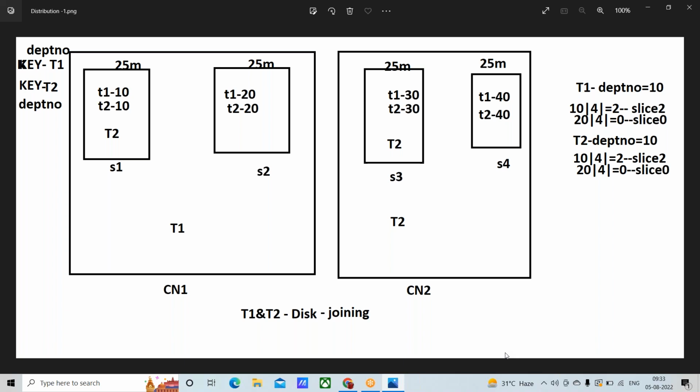At that time, what it will do is either redistribute one of the tables. It will see which table is small, and it will try to copy that table into all slices, or it will redistribute the table into all slices based on the joining column. Somehow it will do whatever is required to keep the joining values in one place.